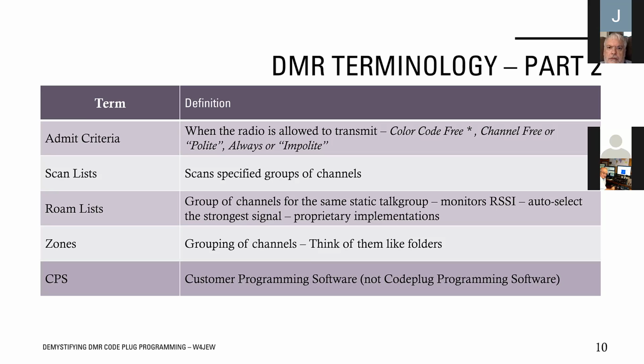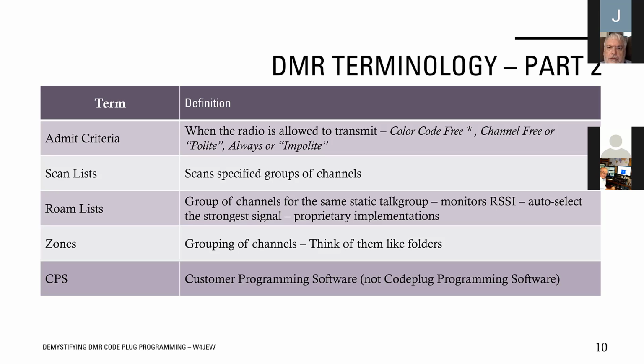A zone is, you take a bunch of channels and you put them into a zone, and I think of a zone like a folder. I have a zone for Atlanta Radio Club repeater. I have a zone for Stone Mountain repeater. And in each of those zones, I have channels where each of the channels is for the same transmit and receive frequency, same color code, but different talk groups or different contacts for each of the different talk groups that those repeaters support.